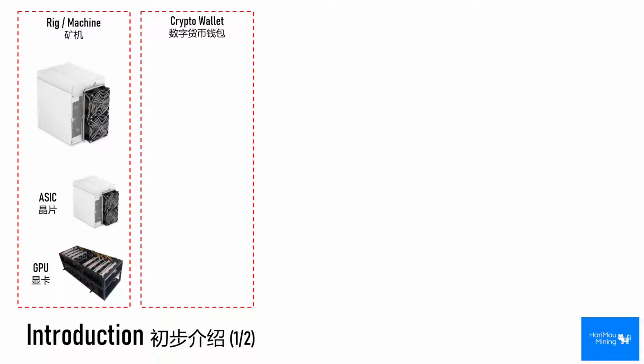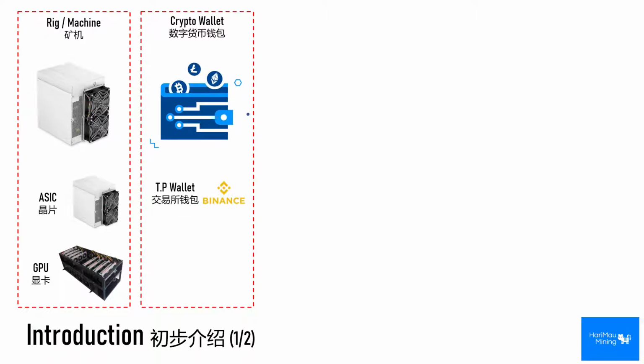The second one will be the crypto wallet, or in full, the cryptocurrency wallet. We need the wallet to do the transactions. The wallet contains an address that you need to receive or send cryptocurrency. Basically, there are three cryptocurrency wallets. The first one is trading platform wallets. The second one will be hot wallets. The third one will be cold wallets.